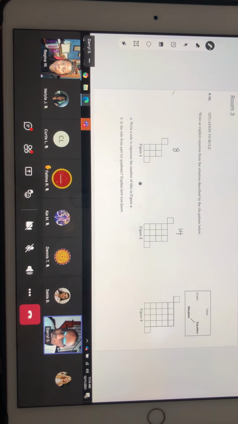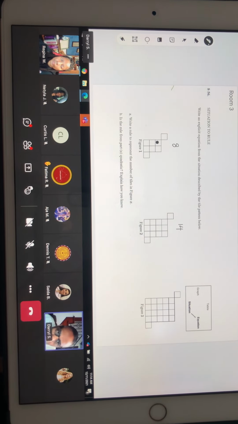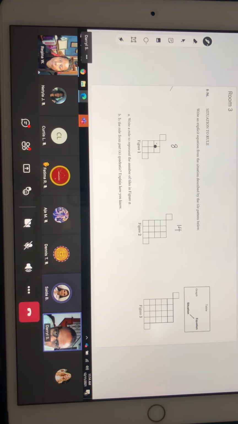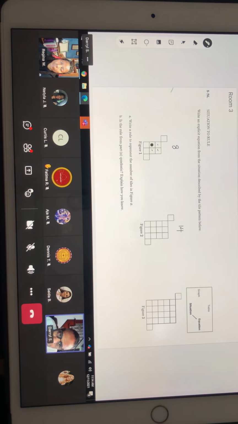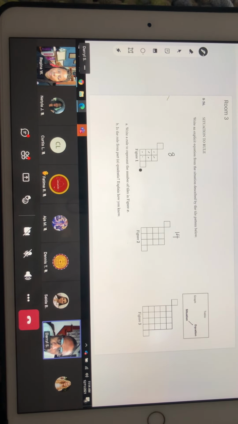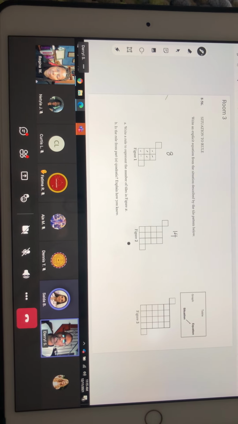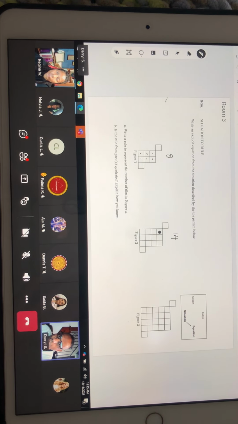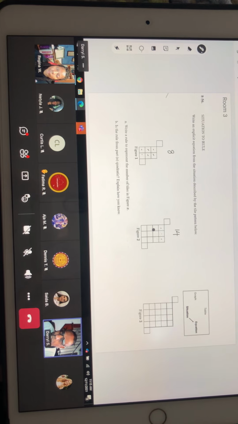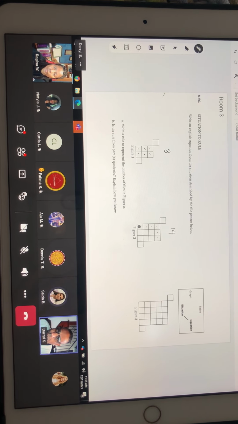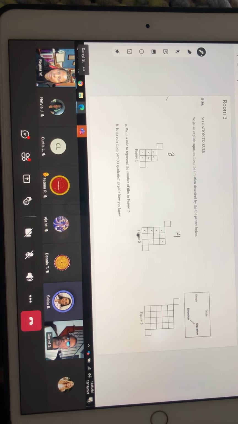So on figure 1 we got 6 squares, 6 tiles, and then we got these 2, so that's 8. And on figure 2, we got, let's see, 3 there. Fatima, your hand is up. Are you trying to say something?